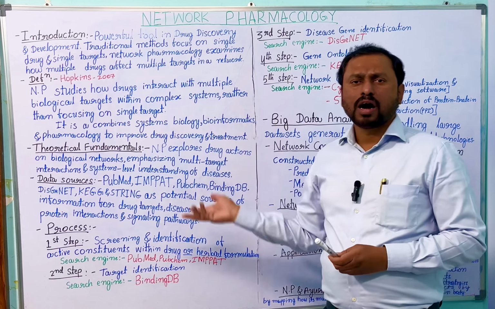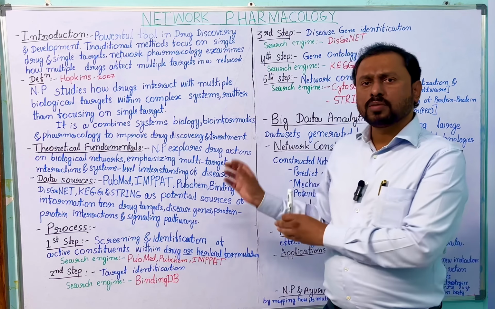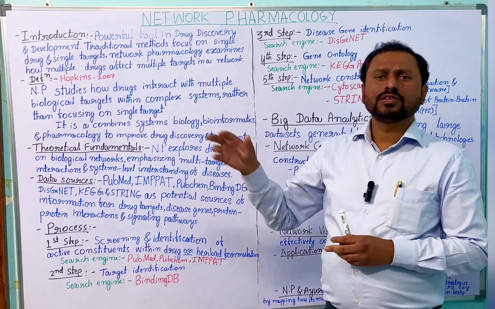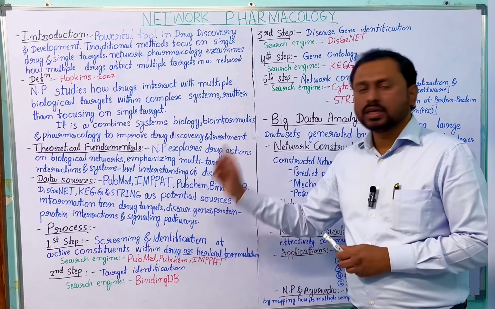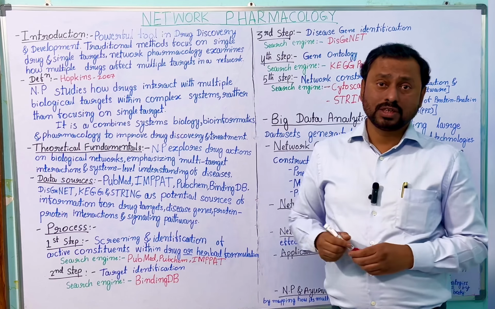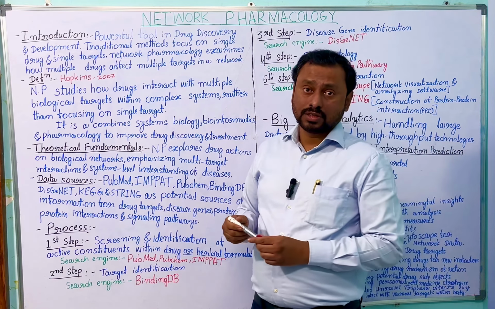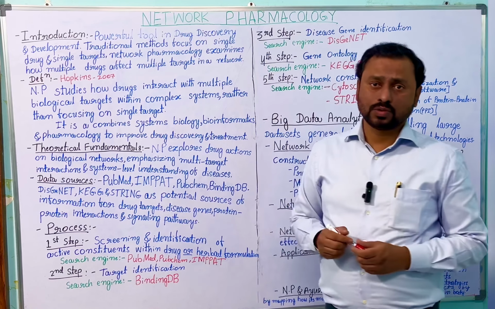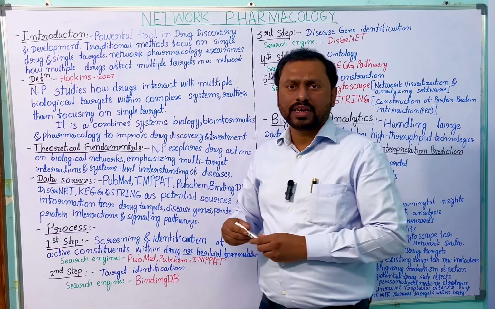Suppose Bakuchi, Psoralea corylifolia, is one of the drugs. If you search Psoralea corylifolia or Bakuchi in this search engine, it will show the active constituent, psoralen or whatever other active constituents there are. Like this, there is Terminalia arjuna.